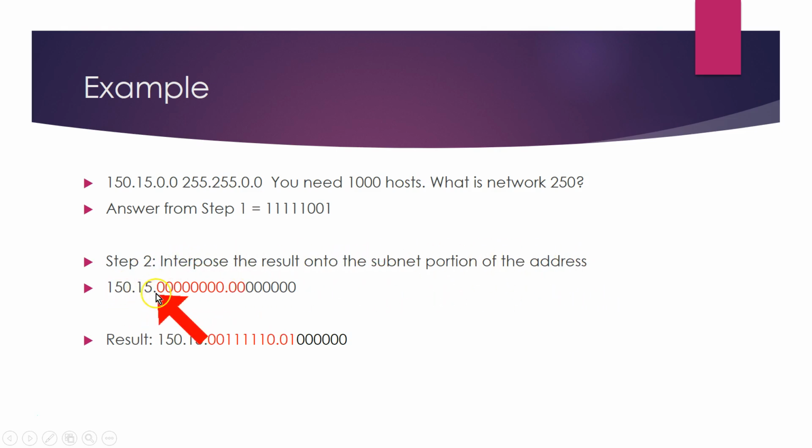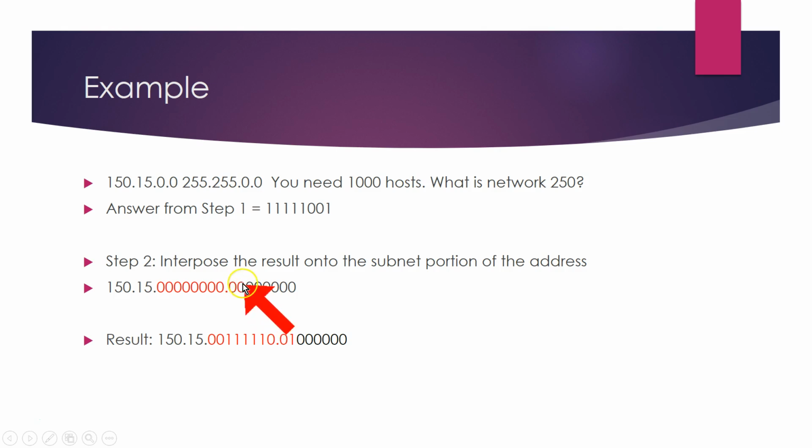Now, how did I get this? Well, remember, I needed 1,000 hosts. So, just like we've been doing on our table or on our fingers, we could count 2, 4, 8, 16, 32, 64, 128, 256, 512, 1024. So for 1024, I would need this many bits, 8, 9, 10 bits, in order to have 1,000 hosts. So this is the subnet portion of this address. The rest is going to be just host bits. And I'm just going to interpose this into this.